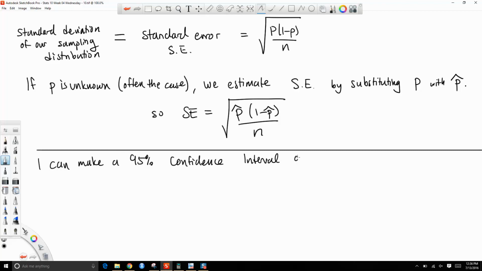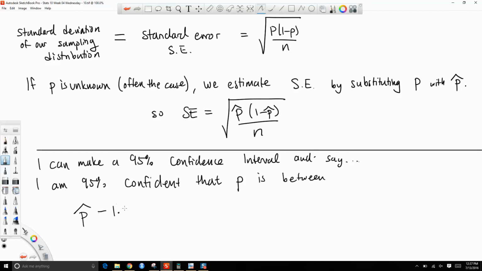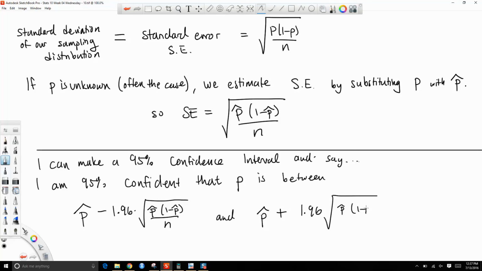And say, I am 95% confident that p, the population proportion, is between p hat minus 1.96 times the standard error, the square root of p hat times 1 minus p hat over n, and p hat plus 1.96 times the standard error, the square root of p hat times 1 minus p hat over n. Okay.